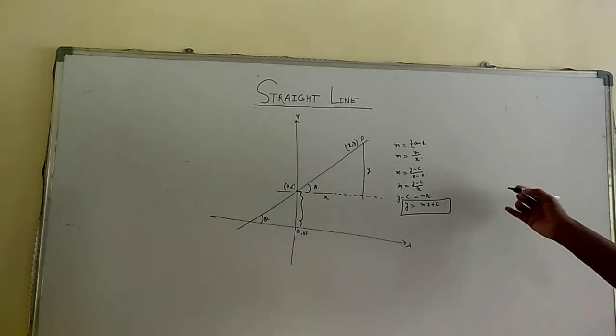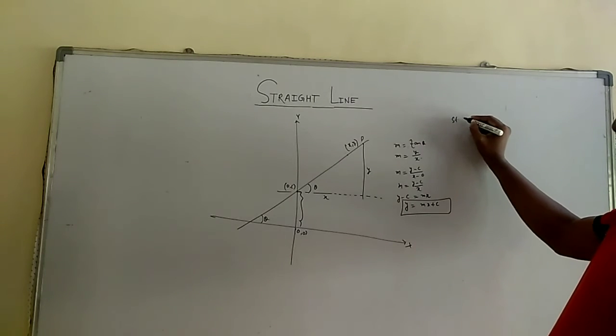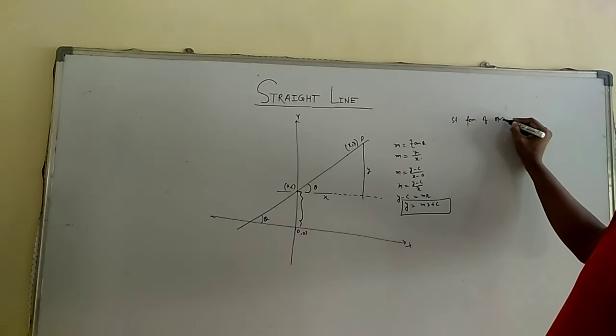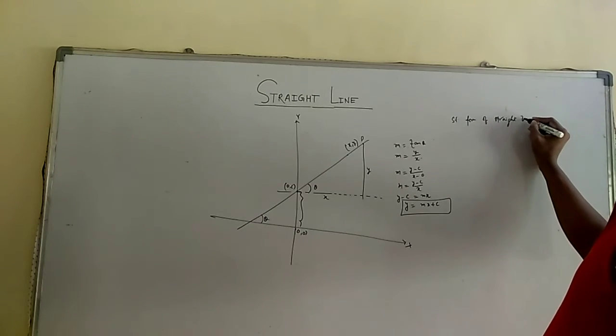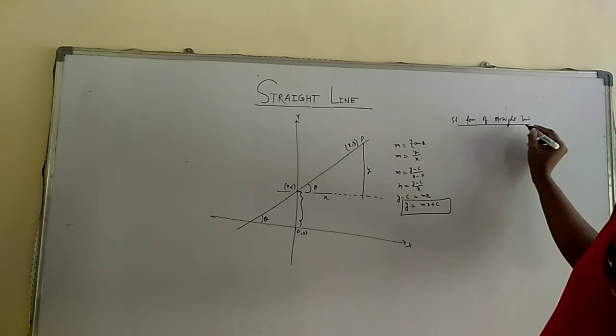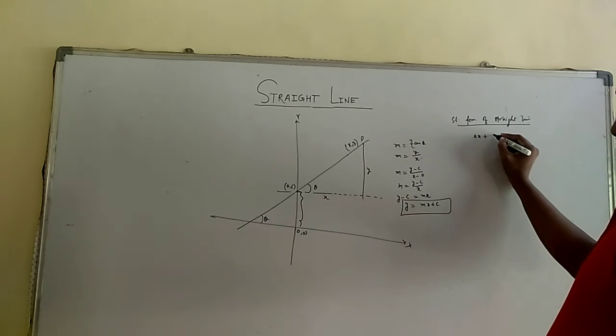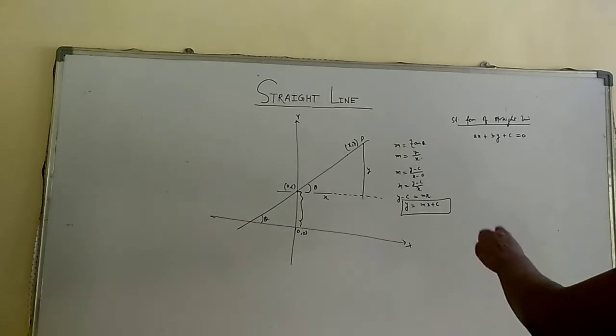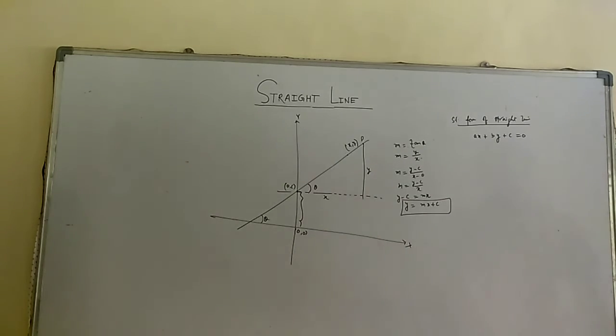Now you know the standard form of a straight line. Standard form of a straight line is ax plus by plus c equal to 0. Can I express this into this form, the slope intercept form?